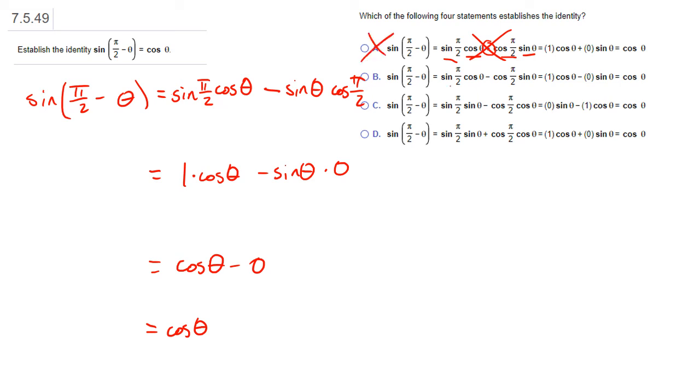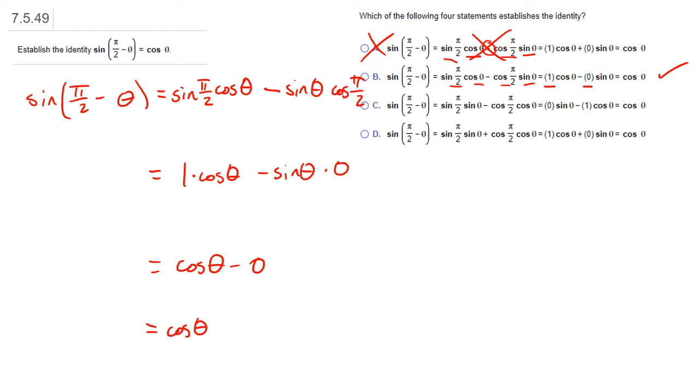Here, they have correctly done a difference. They've replaced the sine of pi over 2 with 1 and the cosine of pi over 2 with 0, which all checks out. So part B appears to be correctly reasoned, but let's not jump the gun here, okay? Let's check the other ones.